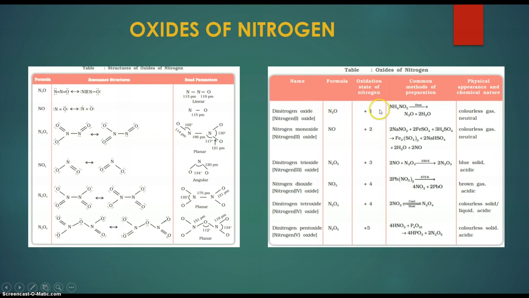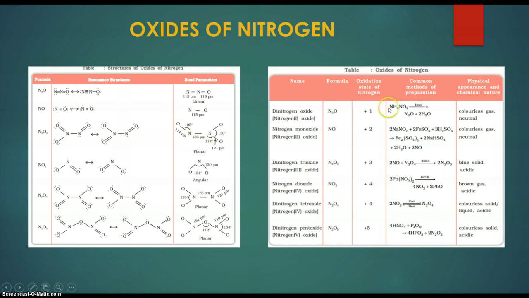Here you can see the oxidation state of the central nitrogen atom in these compounds. In N2O, the central nitrogen atom has oxidation state +1. In NO, it is +2. In NO2, it is +4. In N2O4, it is +4.